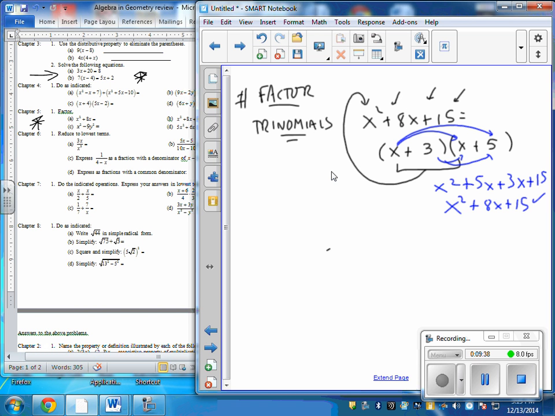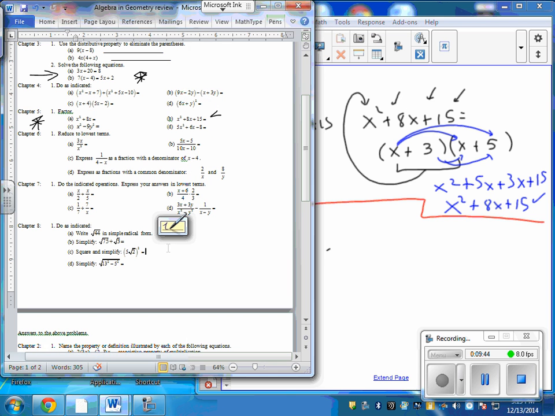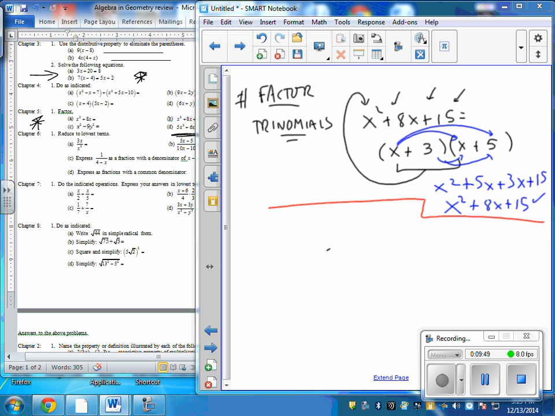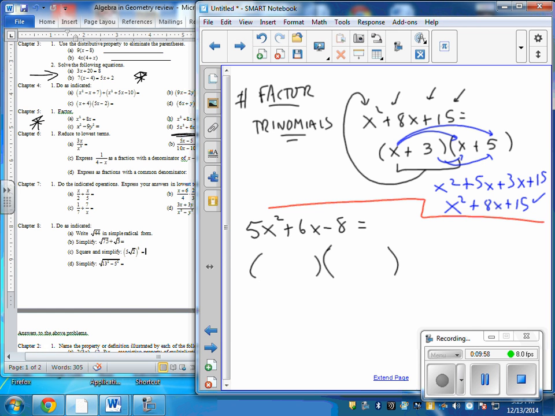Now, if you have a trinomial where the leading coefficient's not 1, things get a little bit more interesting. But you had one of those on your test. That was this one here, 5x squared plus 6x minus 8. And again, the idea is to break it up, a couple sets of parentheses. To get the 5x squared, we need a 5x and an x. And now for the 8, a little bit of trial and error.